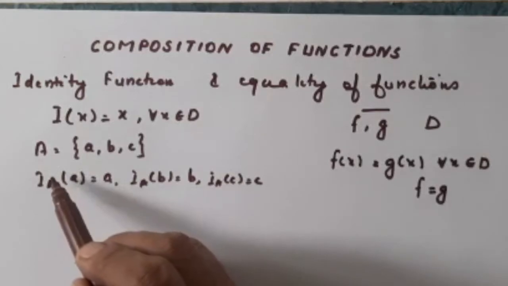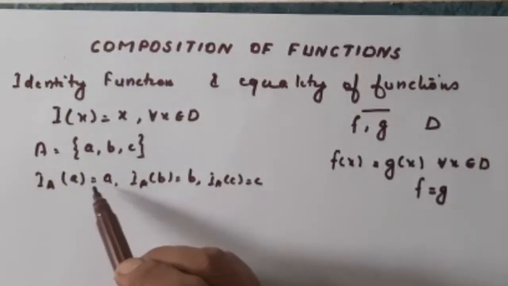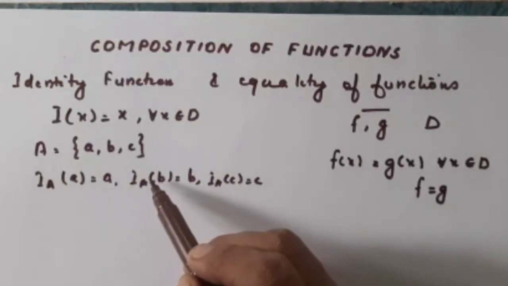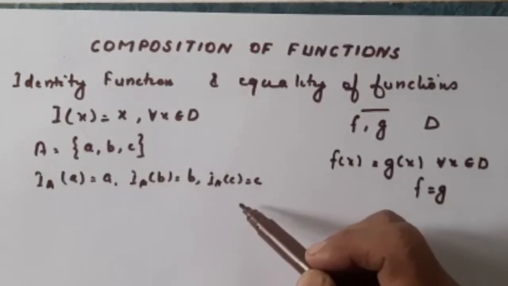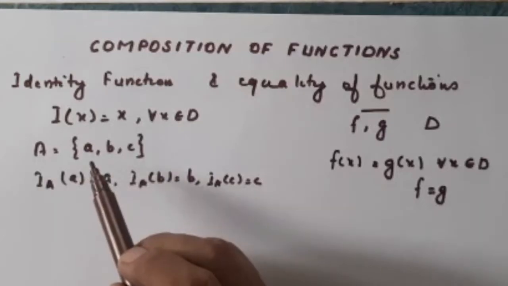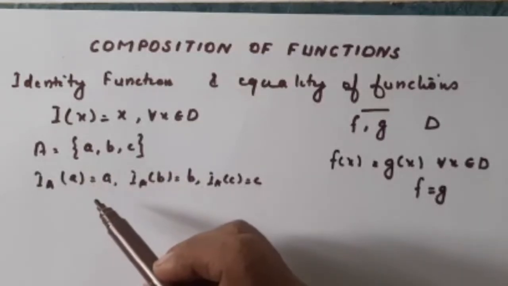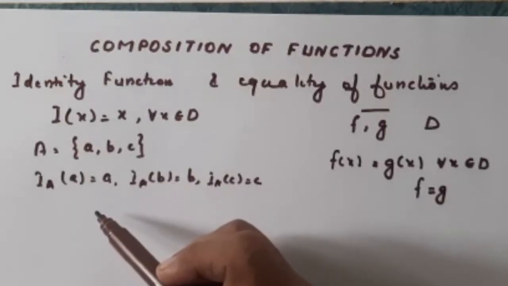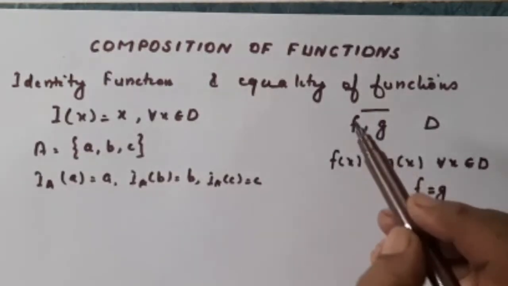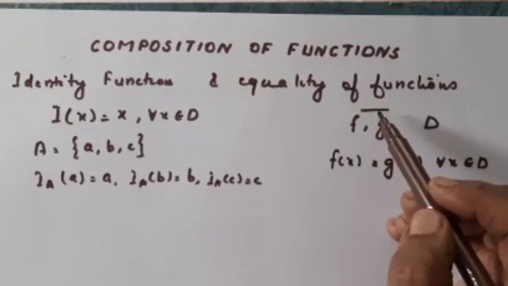And how can it be defined? I_A of a equals a itself, I_A of b equals b itself, I_A of c equals c itself. That means each element in the domain is associated to itself. It does not change the identity of the element. This is the identity function. And what is meant by equality of functions?